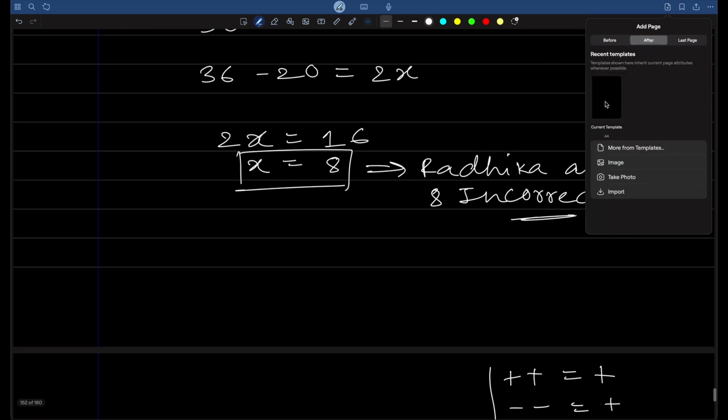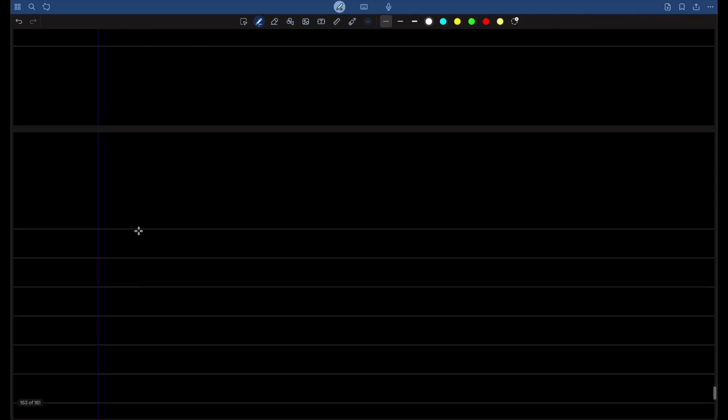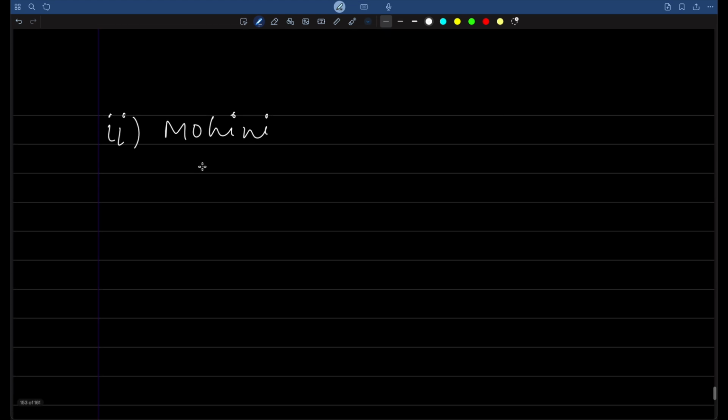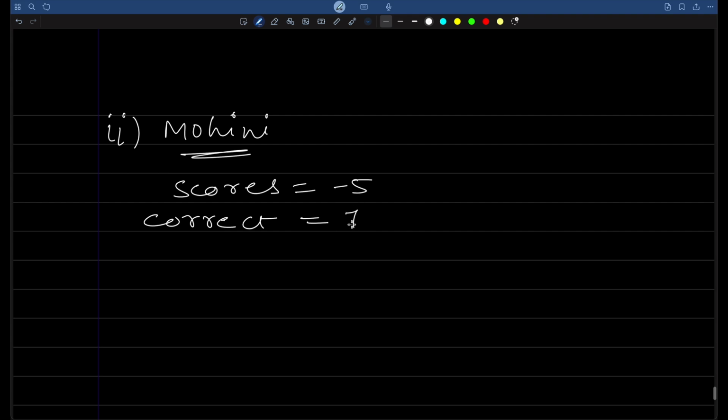Now part 2 of this question, that is Mohini scores minus 5 and she got 7 correct answers. How many questions did she attempt incorrectly? So we have to find the incorrect attempts, that is equals to x.